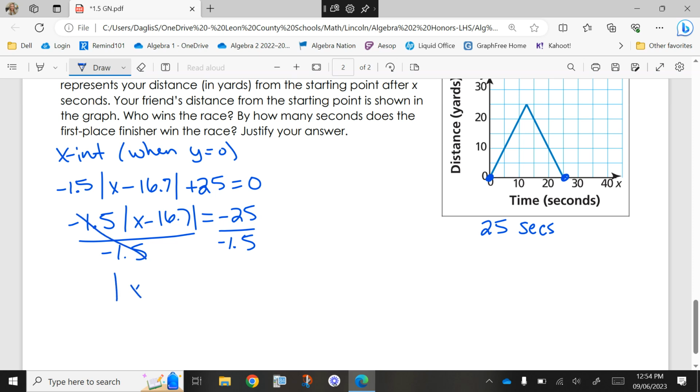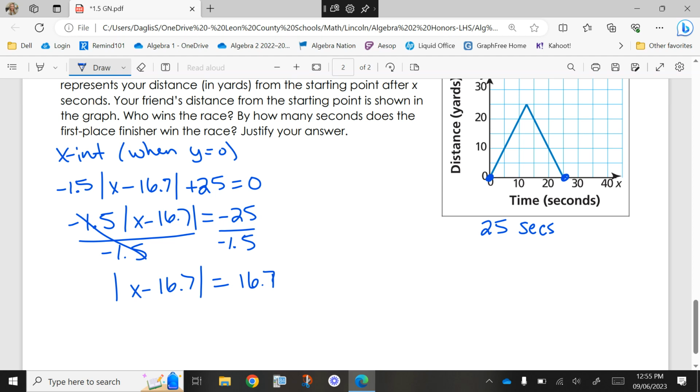So I have the absolute value of x minus 16.7 is equal to what? What is negative 25 divided by negative 1.5? It's a positive something. Oh, interesting. So I'm going to call that 16.7. How lovely.